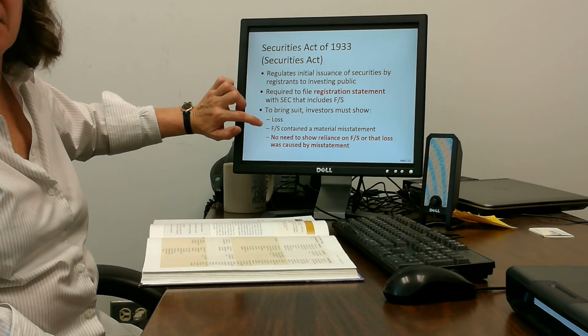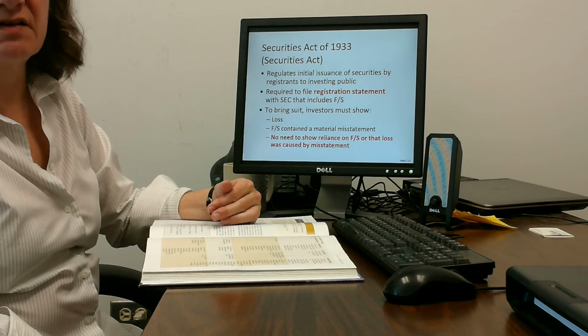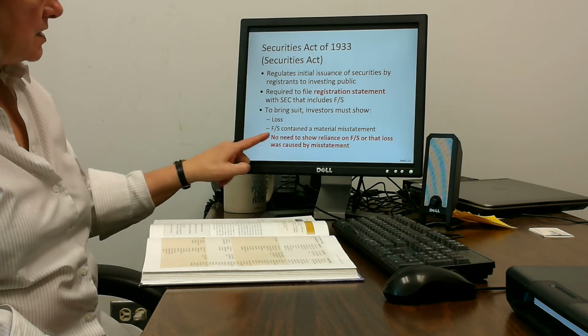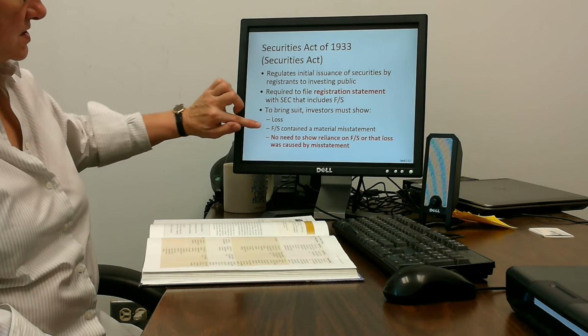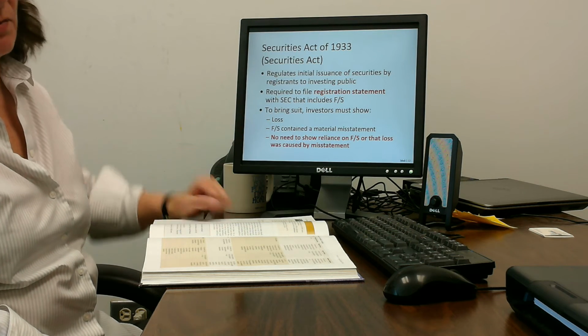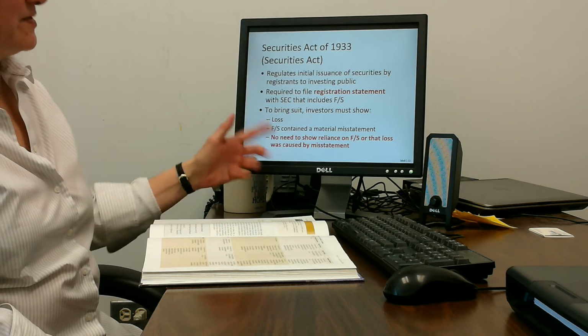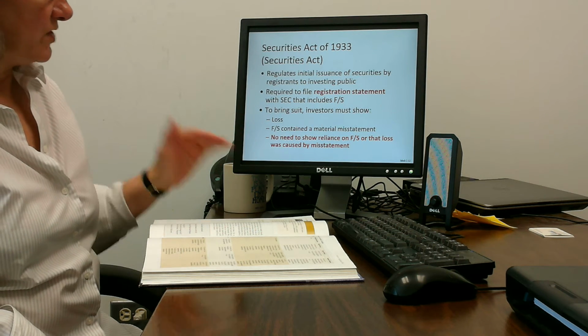So you bought this IPO, and then this misstatement was found out and the stock tanked, right? So you have a loss. The financial statement contained a misstatement, and that's it. In other words, the auditors, if you fail to catch a material misstatement, you're liable, as long as there was a loss. If it kept going up, no. So that's it. So you have to do a really good job.